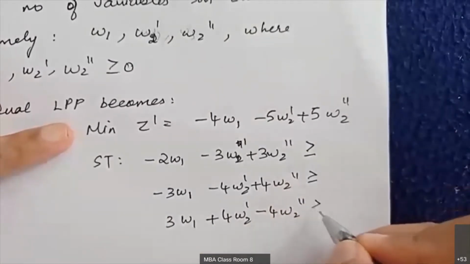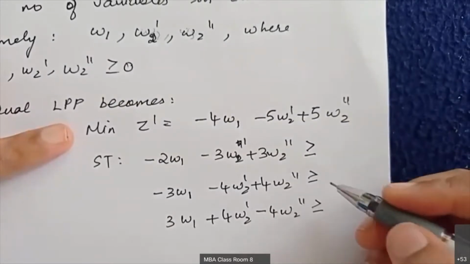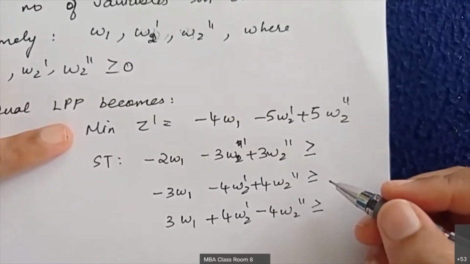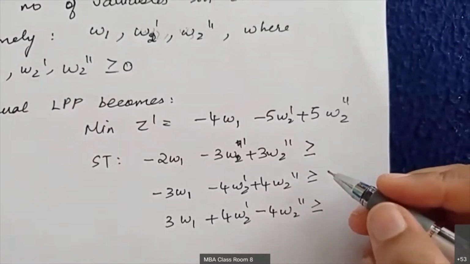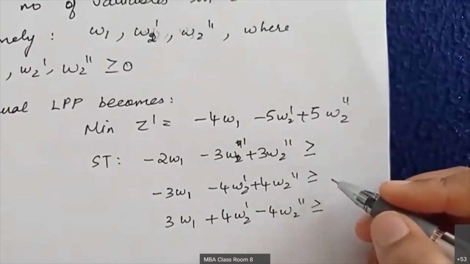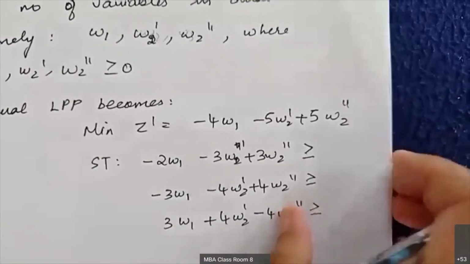Now, what are going to be the right hand side of the constraints? The right hand side of the constraints are going to be the coefficients in the objective function. The coefficients in the objective function are 1, 2, and -2.